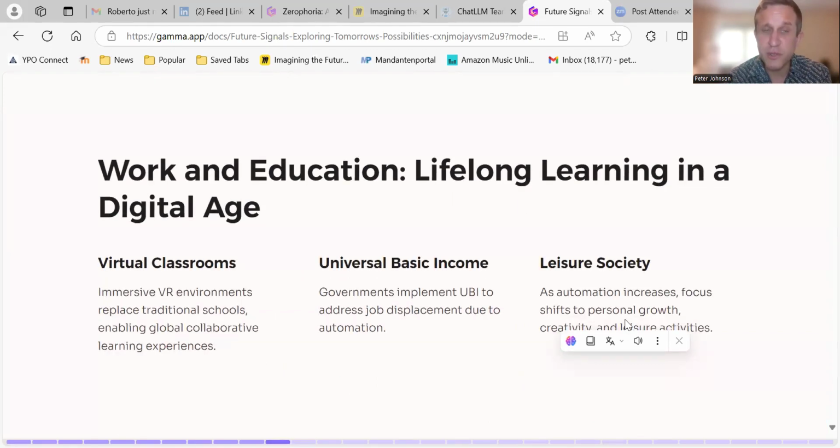Work and education, lifelong learning, virtual classrooms we have already, but does that give us a signal? I mean, we had to use it during COVID, but is that a signal of what might be to come? Will there be a time when people will only be learning the way we're learning now in this class and not going to a school or not going to a physical place?